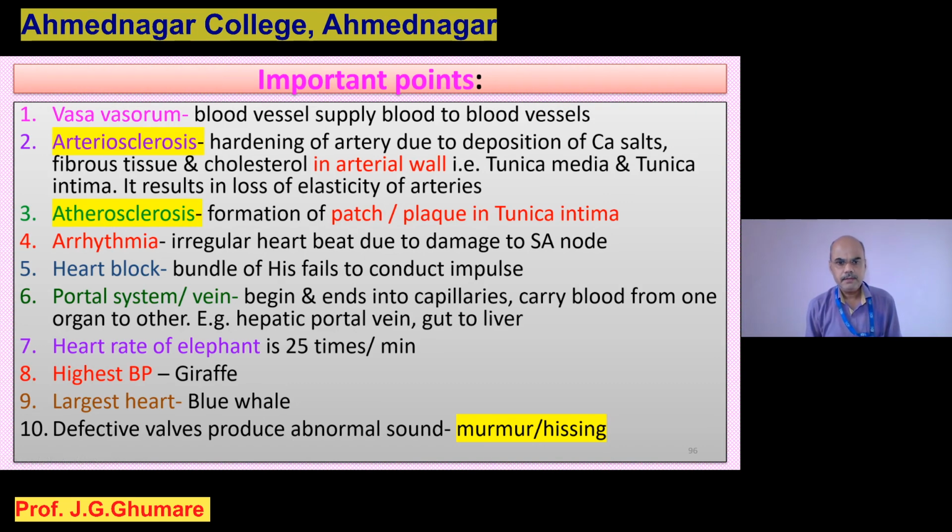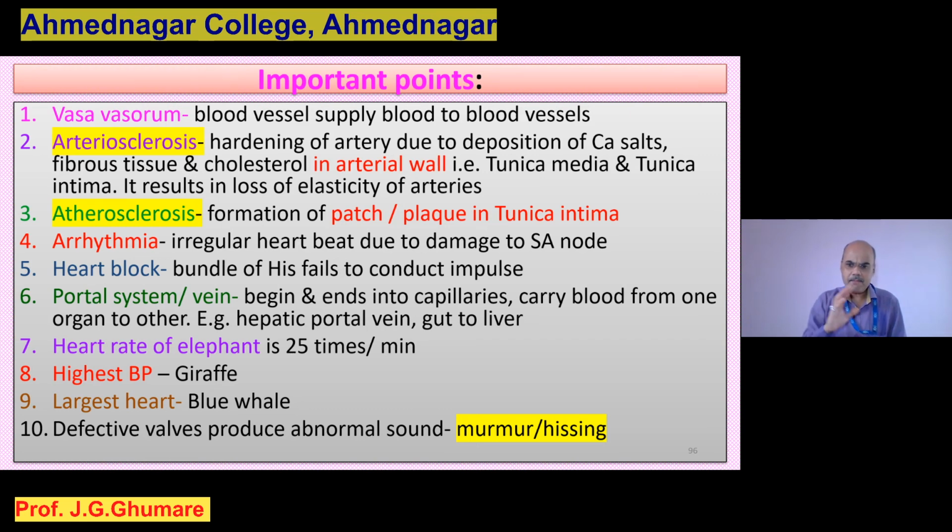You could study for whale: blood vessels are so large, a small child can move in the blood vessels of a blue whale. Defective heart: the normal heart sound we discussed is called lub dub, remember. Where the closing of atrioventricular valve will produce lub sound, and closing of semilunar valve will produce dub sound.